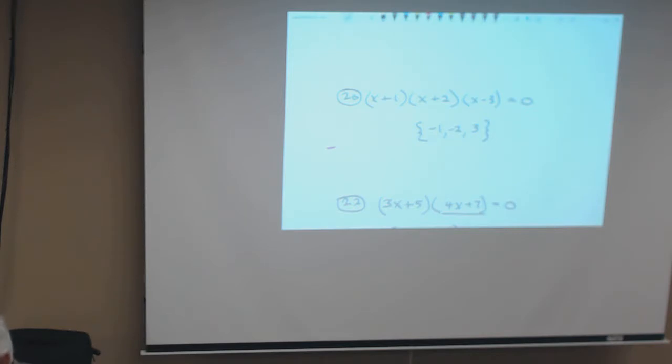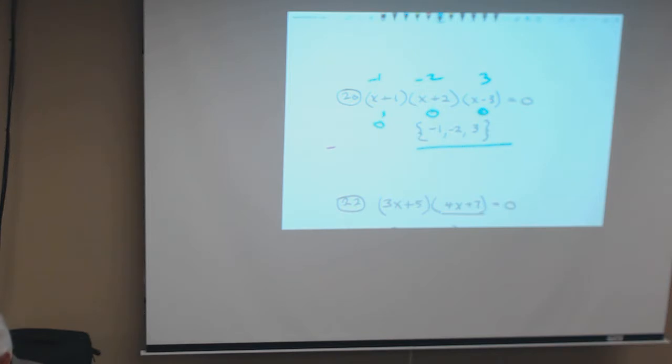Okay, if I have 3 things multiplied to get 0, then is it obvious I'm going to have 3 answers? Either this could be 0, or this could be 0, or this could be 0. If this is 0, then x is negative 1. If this is 0, then x is negative 2. If this is 0, then x is 3. Do you follow that? If I have 3 parentheses, I'm going to have 3 possible solutions.